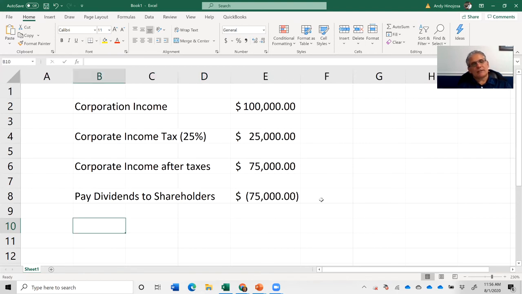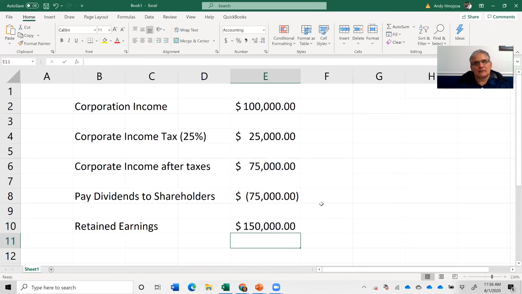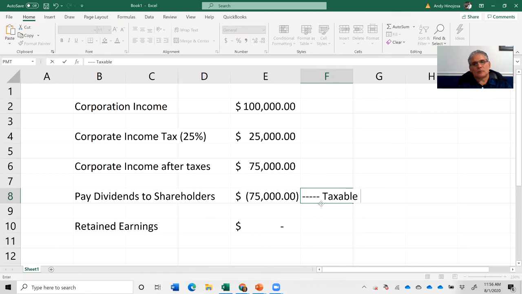And so then what we're going to learn about is what's referred to as retained earnings. That's how much the corporation makes, the corporate income, and retains for its business. Well, it didn't retain any income here. It turned around and gave all the owners the money. So $0 were retained. The double taxation occurs because this is taxable to the shareholders.